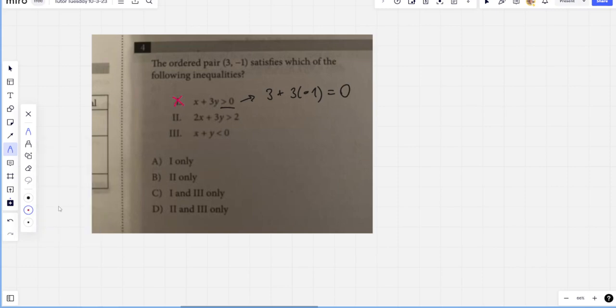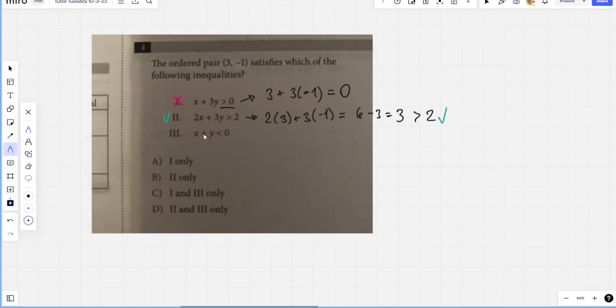It has to be greater than 0, so of course I'm going to rule out number 1. It doesn't work. Second one, 2 times 3 plus 3 times negative 1. What does that equal? 6 minus 3 equals 3. That is greater than 2. So that one works. We'll mark that with a check. 2 works.